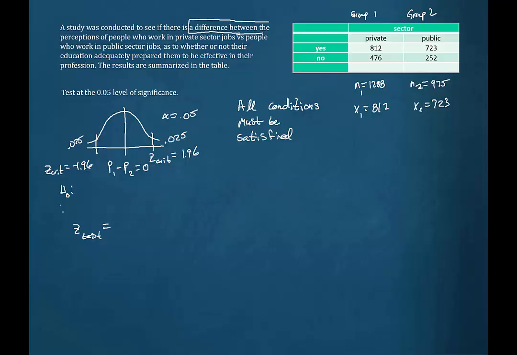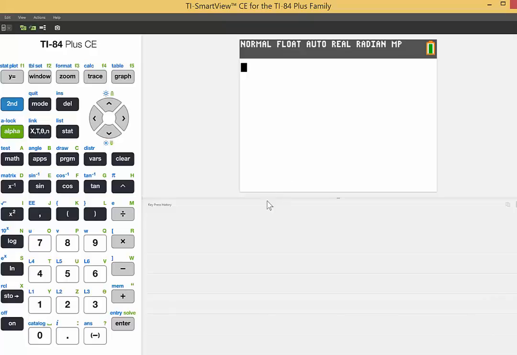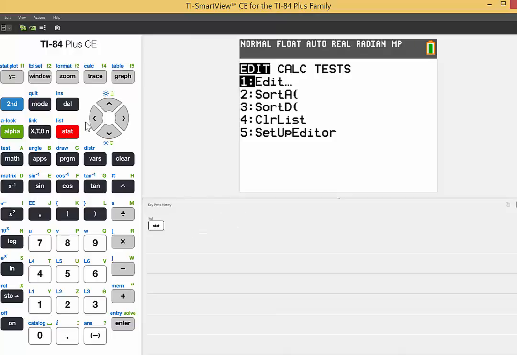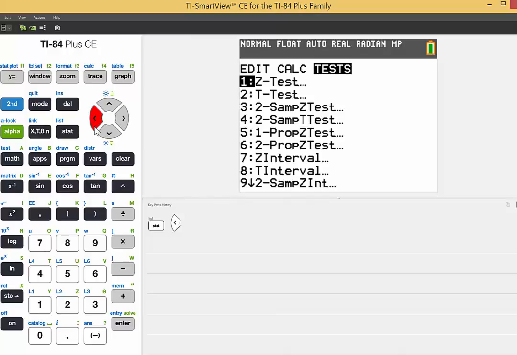So our hypotheses then will be p1 minus p2 equal to 0 and p1 minus p2 not equal to 0, since this is a two-tailed test. The TI-84 calculator does an excellent job of doing this very easily. We'll click Stat, and we'll go over to Tests. And what we want is a two-proportion z-test. So that'll be number 6.